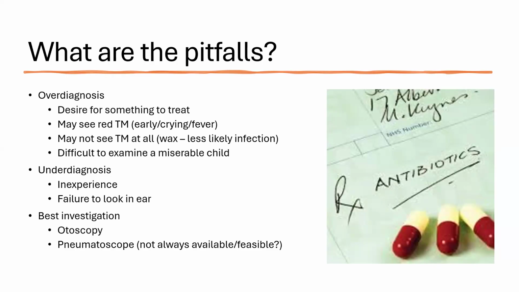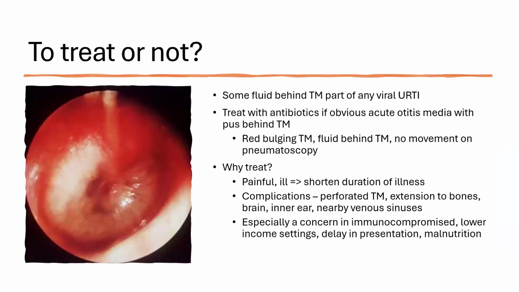And it's often difficult to examine a miserable child. So there's a lot of pressure to make a diagnosis here. And then there's often underdiagnosis because you can't see correctly or you just didn't get a good look in the ear. The best investigation is to look with an otoscope, and they talk about pneumatoscopes, but I don't think we always have one available. But that would be ideal.